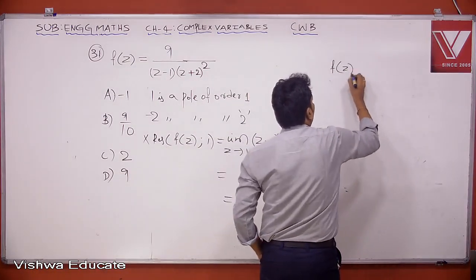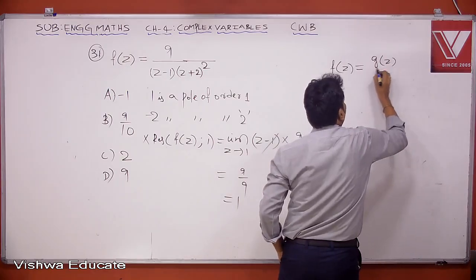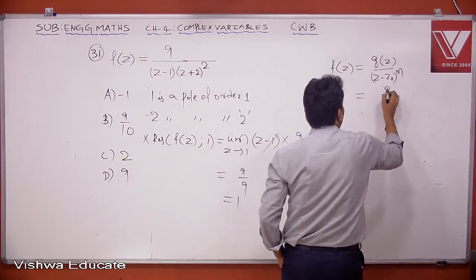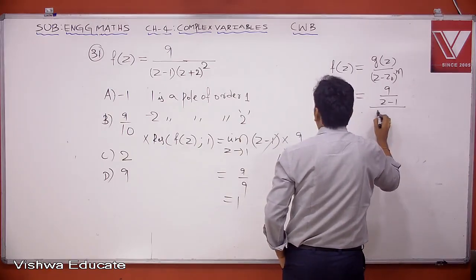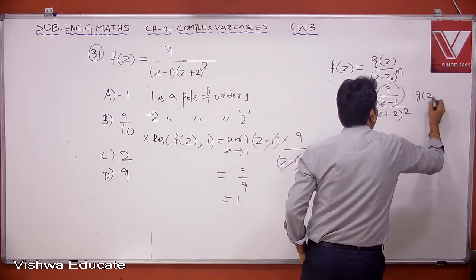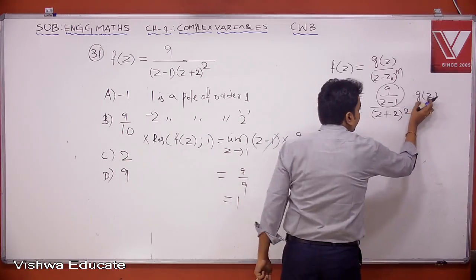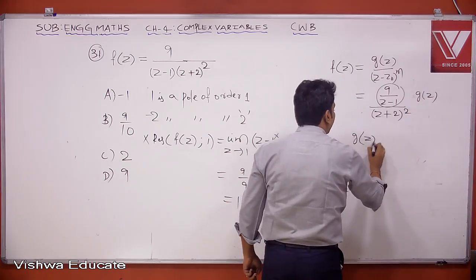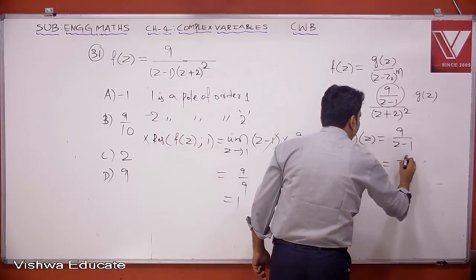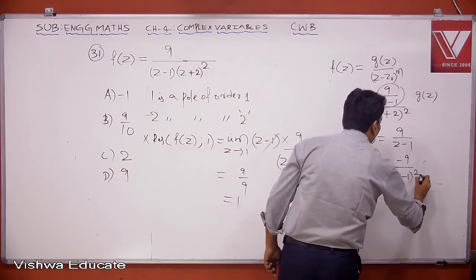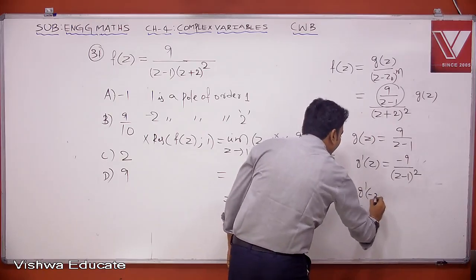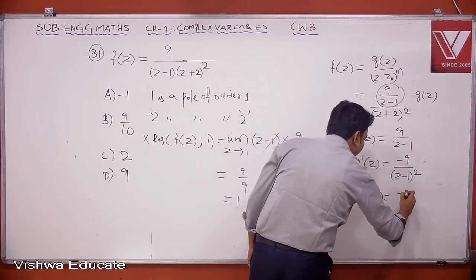So to get case 2, f of z must be written in the form g of z by z minus z naught whole power m. So therefore, this is 9 by z minus 1 divided by z plus 2 whole square. Now this is my g of z. Here power is 2, so differentiate this with respect to z one time. g of z is 9 by z minus 1. g dash of z is minus 9 by z minus 1 whole square. Now what is the point? Minus 2. So g dash of minus 2, replace z by minus 2, you will get minus 1.